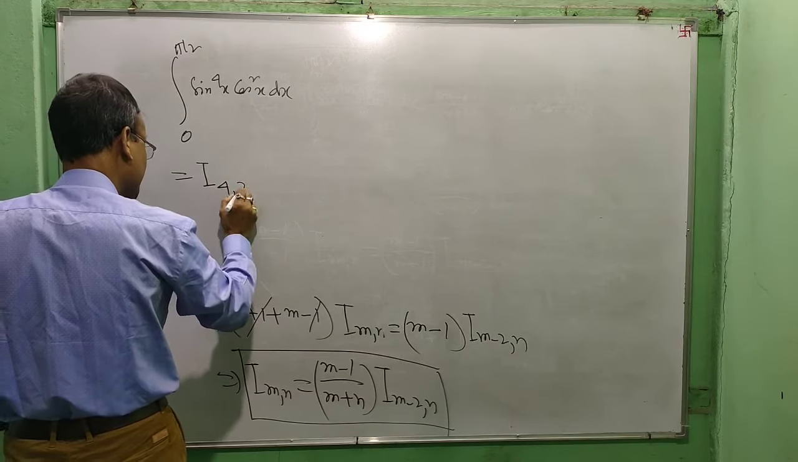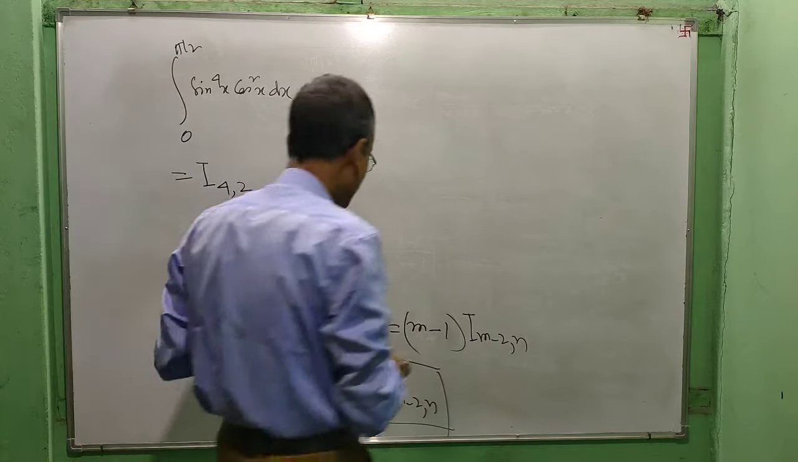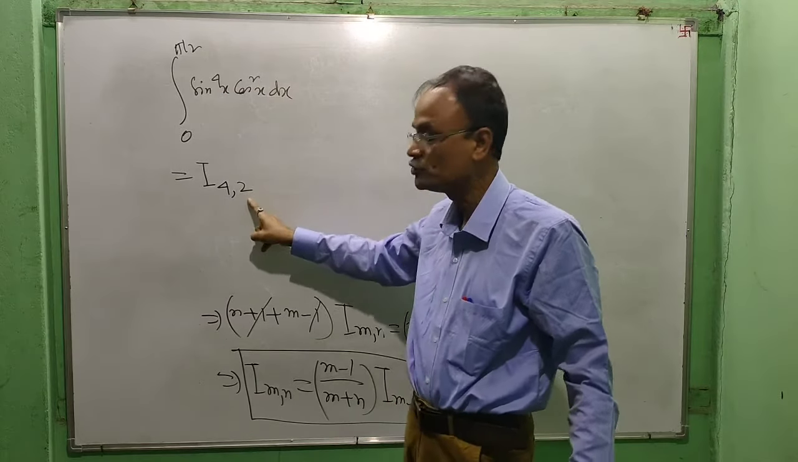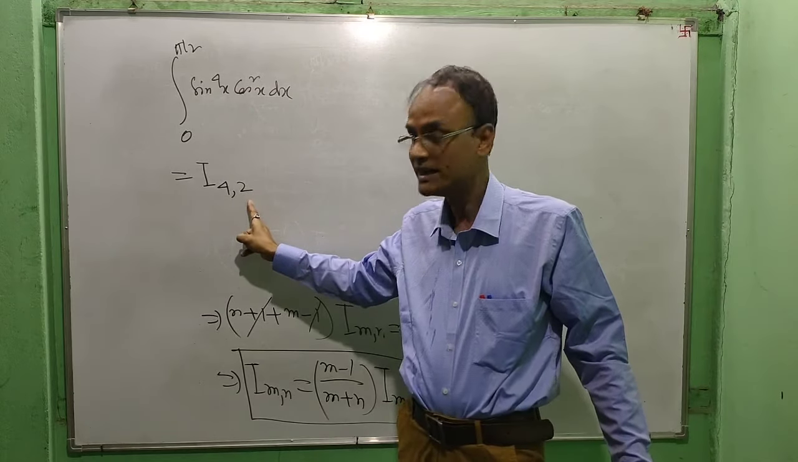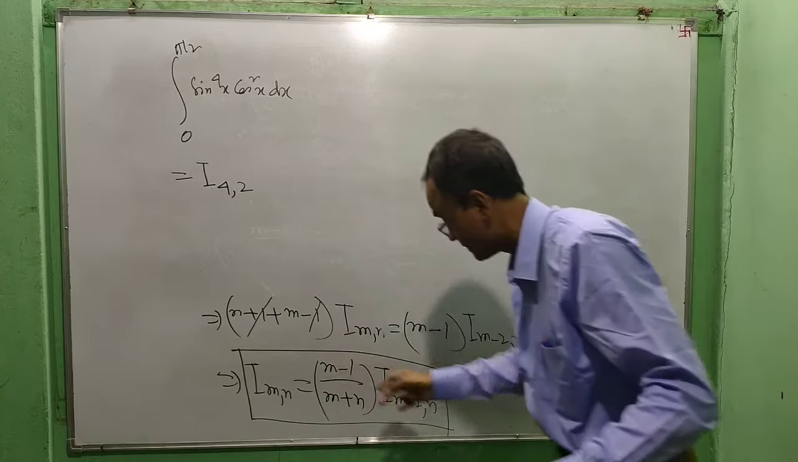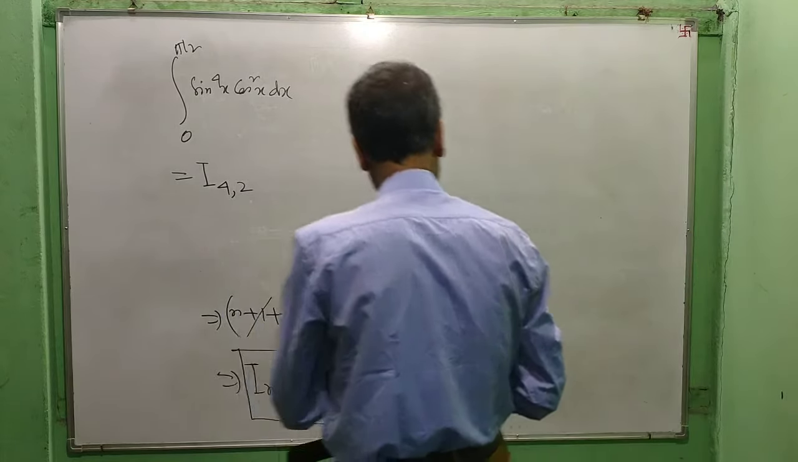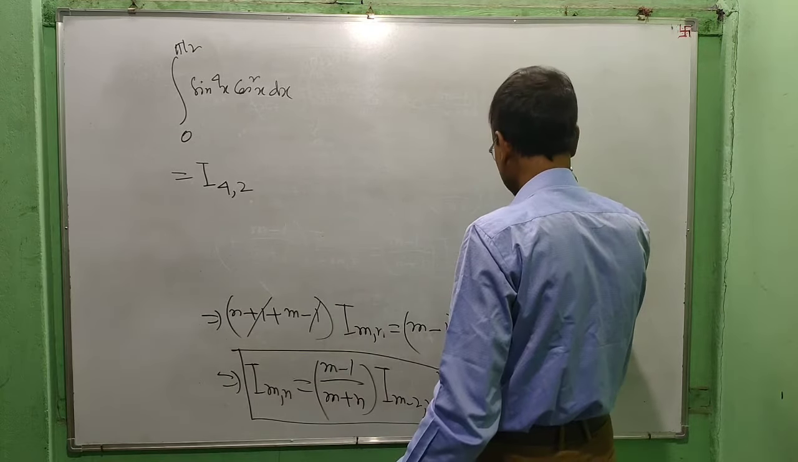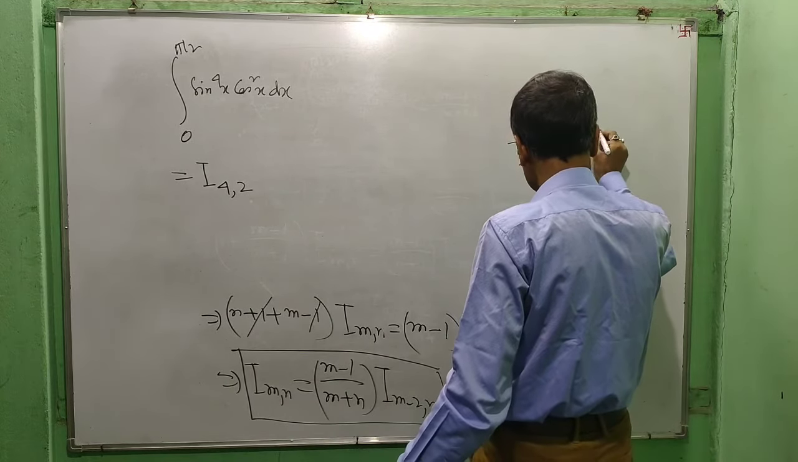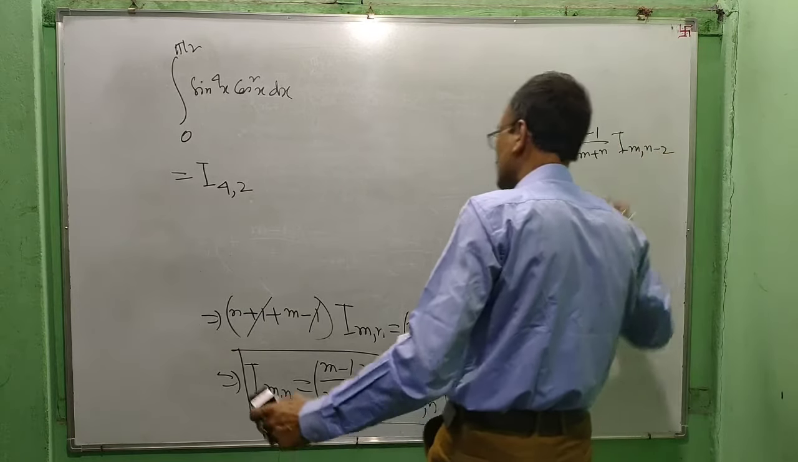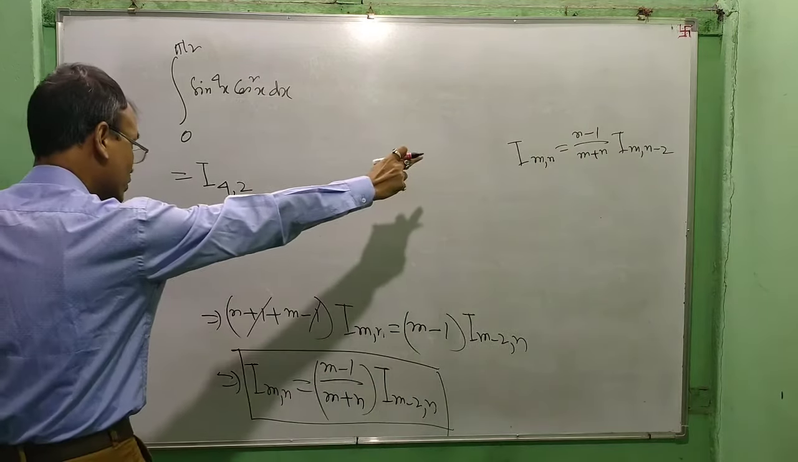It may be written as I(4,2). For m, it is 4. For n, it is 2. Therefore, you may write here I(4,2). Now, apply this theorem, the previous one: I(m,n) equals (m minus 1)/(m plus n) times I(m minus 2, n). I am going to use this.